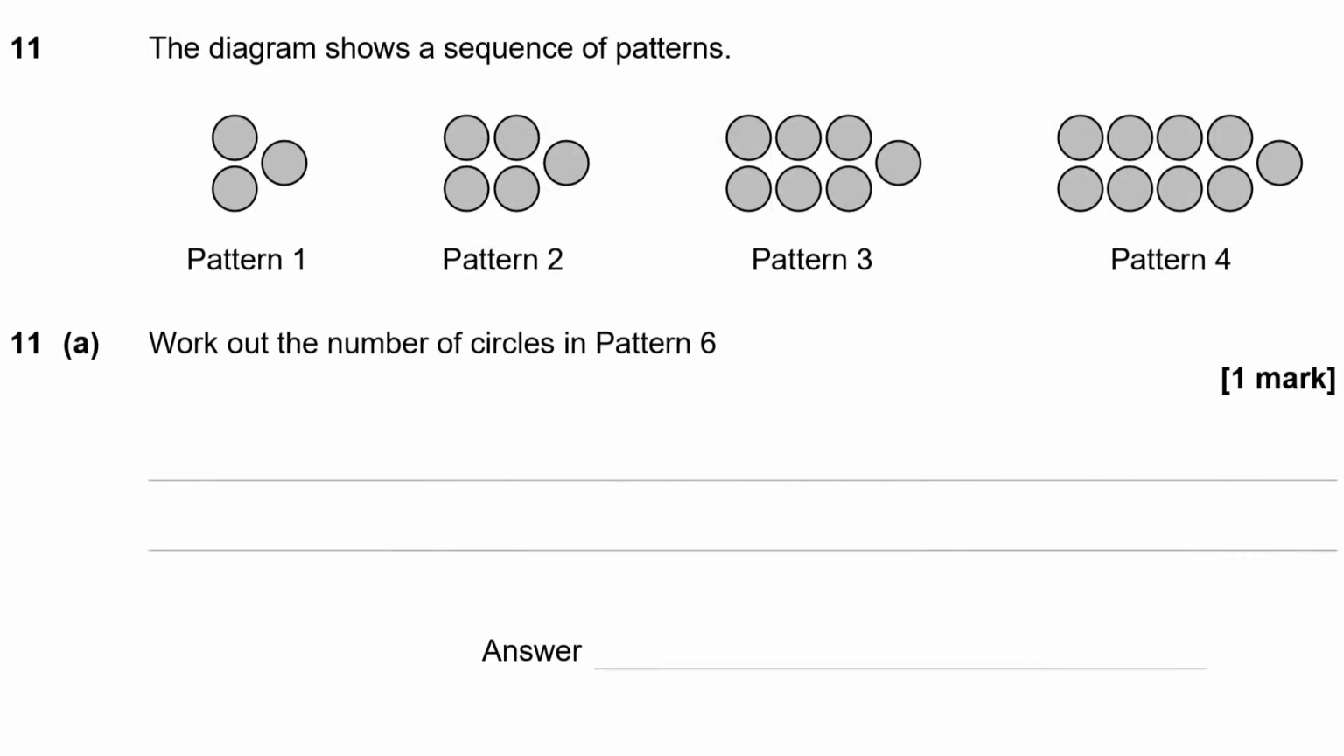Question 11. The diagram shows a sequence of patterns, and you can see here that we've got 3, 5, 7 and 9 circles in those patterns. Work out the number of circles in pattern 6. Well, each one we're adding 2, aren't we? This is a plus 2 sequence. So if I'm going from pattern 4 to pattern 6, I'm going to be adding 2 and adding 2. So for my 9 plus 2 plus 2, it's going to take me up to 13, isn't it? It's going to be 13.